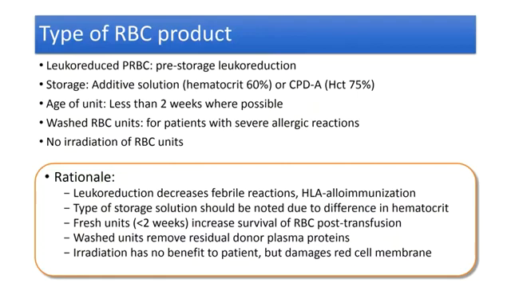The leukoreduction decreases febrile reactions and HLA alloimmunization. The fresh units, less than 2 weeks, we believe increase the survival of RBCs post-transfusion. They are not recommended for one-off transfusions in hospitalized patients, but for patients on chronic transfusions, we believe that selecting younger units is beneficial. Washed units are required to remove residual donor plasma proteins that can cause severe allergic or anaphylactic reactions. And finally, irradiation is not recommended because it does not benefit the patient with thalassemia, but it does damage the red cell membrane.